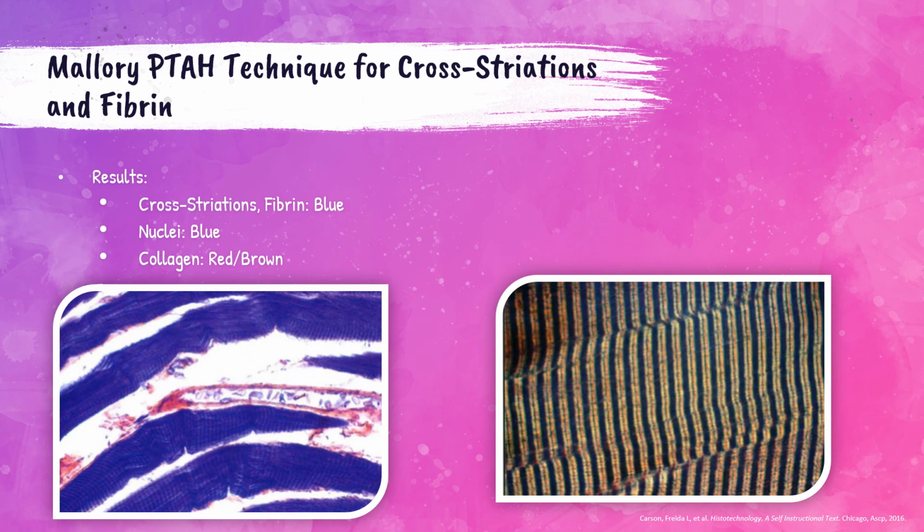When stained with the Mallory PTAH technique, cross striations, fibrin, and nuclei will be blue in color. Collagen will be red-brown. So the photo on the left-hand side of this slide here shows a Zenker-fixed skeletal muscle that has been stained with the Mallory PTAH technique. The photo on the right-hand side of the slide shows the same thing, just on a very highly magnified view. So this stain is very rarely used today for the identification of cross striation in tumors that are thought to be rhabdomyosarcomas. Immunoenzyme staining is now the preferred method for this.